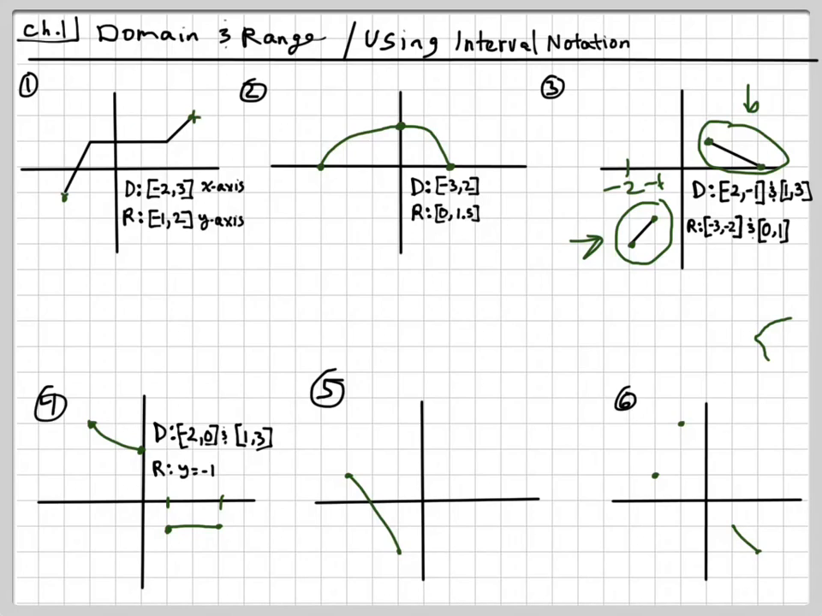Now for the range, we look at the y values, and if we take a look at the segment in the 4th quadrant below the x-axis, that's a horizontal segment there. All of that has a y value of -1. And so it's not an interval, it's just that one number, y is equal to -1. So that takes care of that segment.